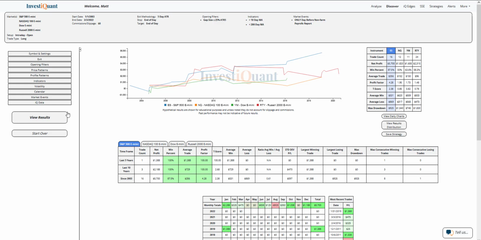Historically, there are just 16 samples in the S&P, so we are working off small sample sizes. Keep that in mind as we go through this. NASDAQ, 12 samples, 11 in the Dow, 24 in the Russell.